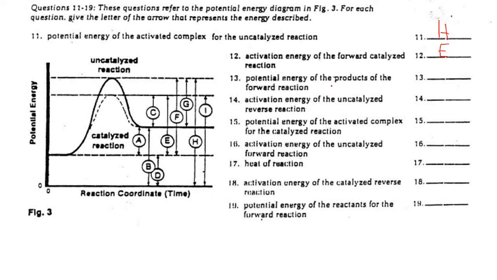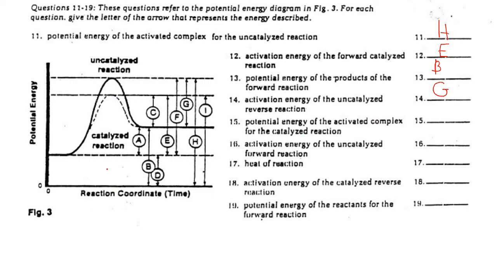Right? So look for which one is connecting the appropriate points. Filter out all of the other unimportant information and focus in on what the question is asking about. 13, PE of the products of the forward reaction. So these are my reactants. So here's my products. So that would be letter B. Number 14, activation energy of the uncatalyzed reverse reaction. So that's G.